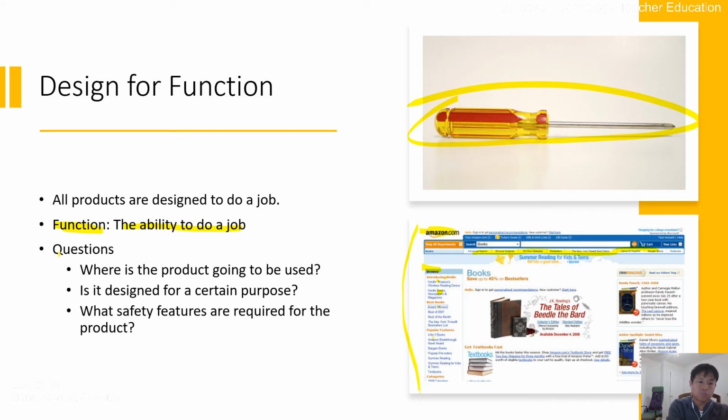We can ask these questions when we focus on function in design. Where is the product going to be used? Or is it designed for a certain purpose? Or what safety features are required for that product? Those are functional questions. So this is the first approach you can think about.